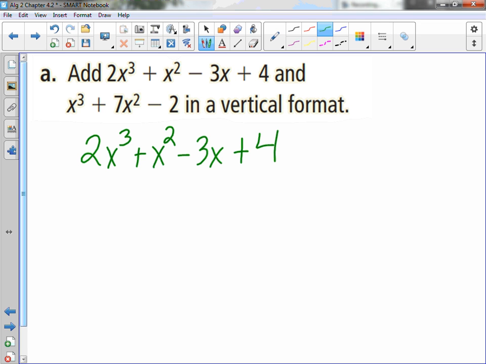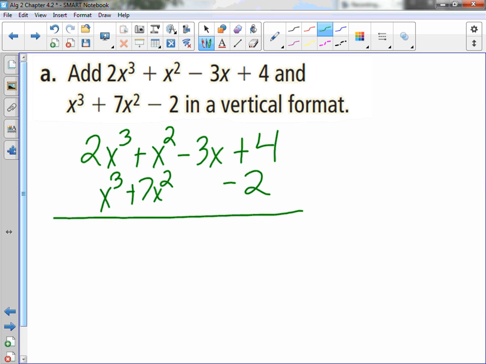Now, if we look at the other one, we have x cubed plus 7x squared. I don't have a term with just x, do I? Nope. So I'm going to move over minus 2. So I leave a blank space here because if I write something there, there's a chance if I'm not paying close attention to it, I will combine those terms.